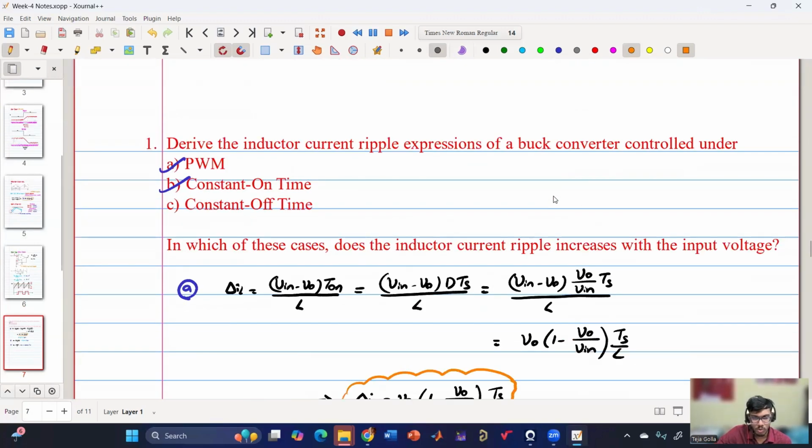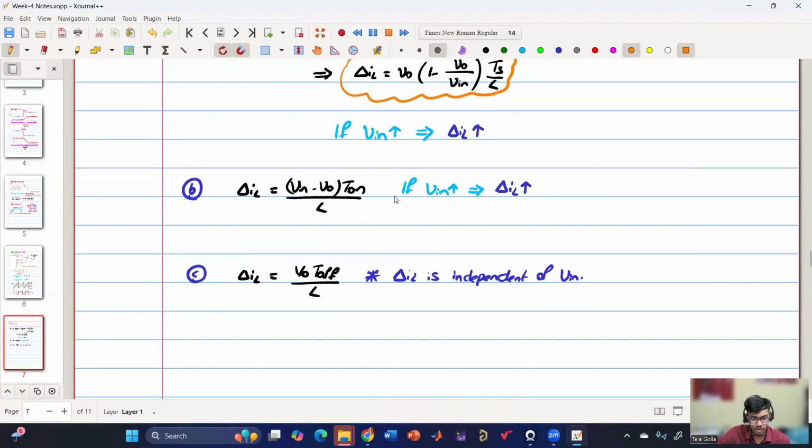And then we have solved one problem where I have given a buck converter, and I have asked in all these modulation techniques where the inductor current ripple increases with the input voltage. For A and B, it increases. For C, it is independent of the input voltage.